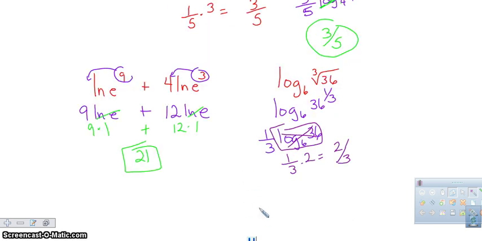All right. That's what you're going to do today. You're going to try problems where you have to use the power rule like I just did.